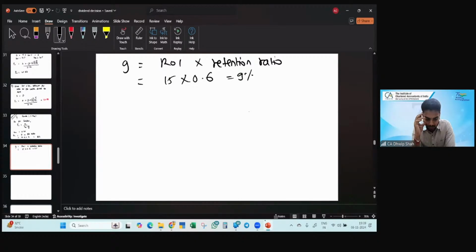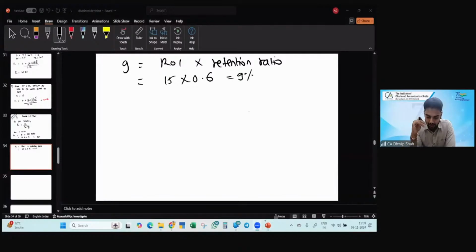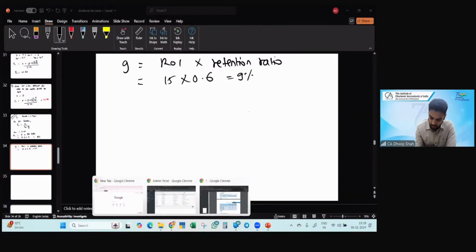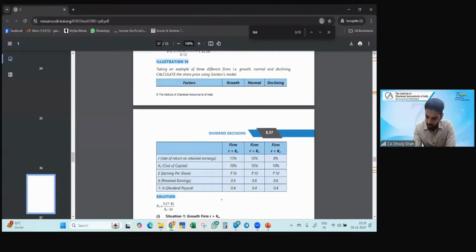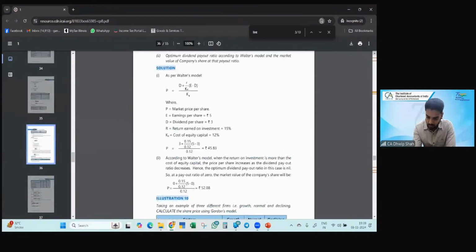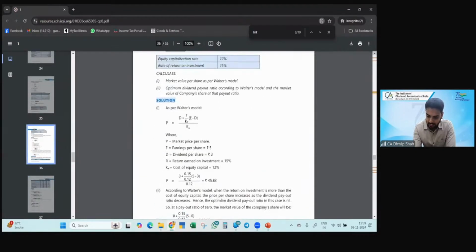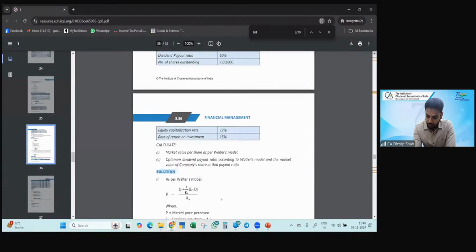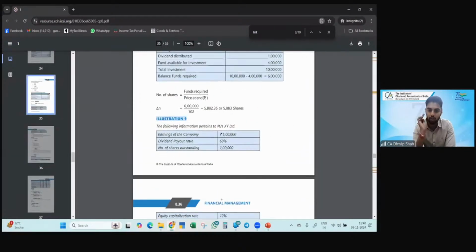Can you explain the reason for it, sir? Which illustration? 4 and 9, sir. In 4, market price came 0. See, 9 is about Walter and 4 was about Gordon's formula. Because of that model, it came like that, sir. Yes, because of the formula.